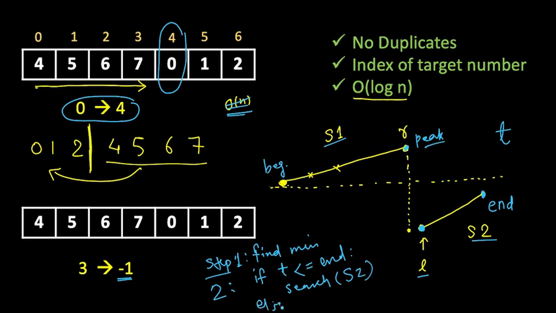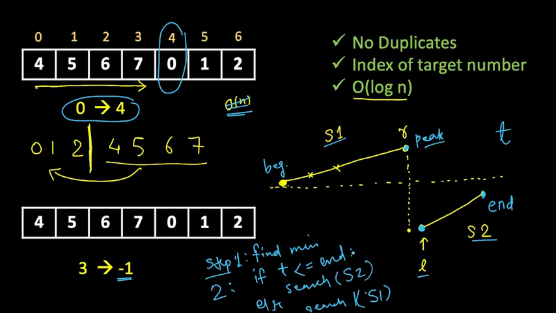Else, it's not equal to end, it's also not less than end, so that means it's bigger than end. If it's bigger than end, none of the elements in s2 are bigger than end, but all of the elements in s1 are bigger than end. So else we will search in s1.